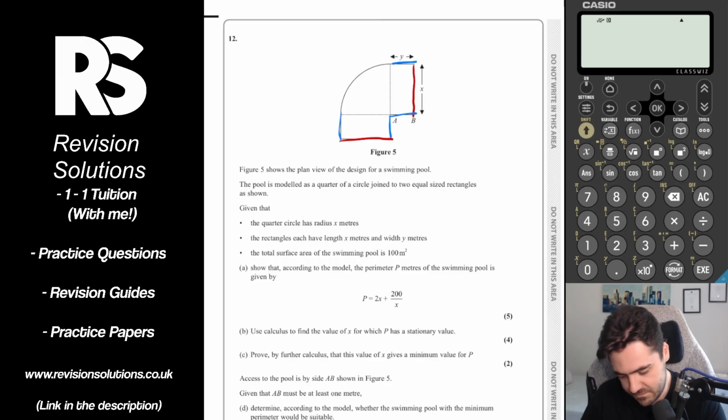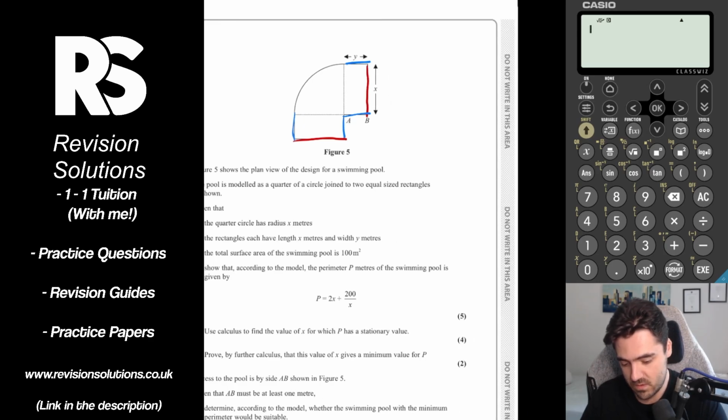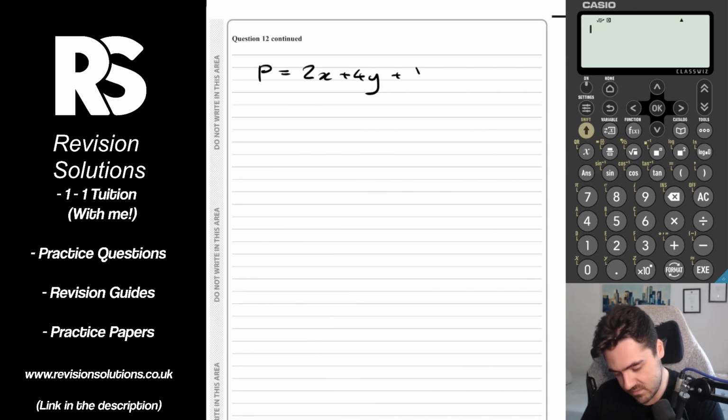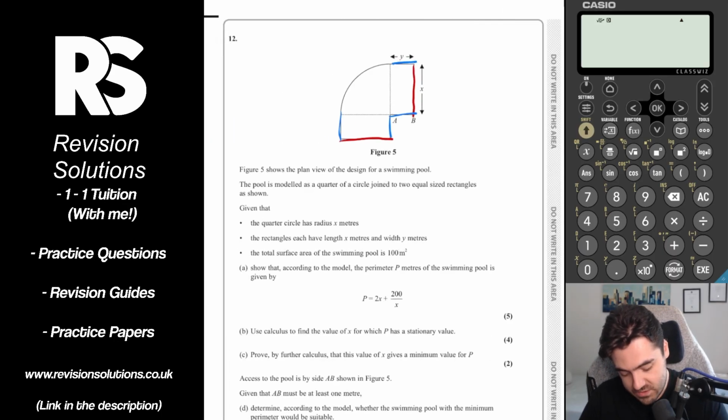And then we've got the curved side of the pool, which is a quarter of the circumference of a circle. So the full circumference is 2 pi r, or 2 pi x. Divide that by 4, we'd get a half pi x. So plus a half pi x. Then our equation has a y in it. So we need another equation to get rid of y. That's where this area is going to come in.